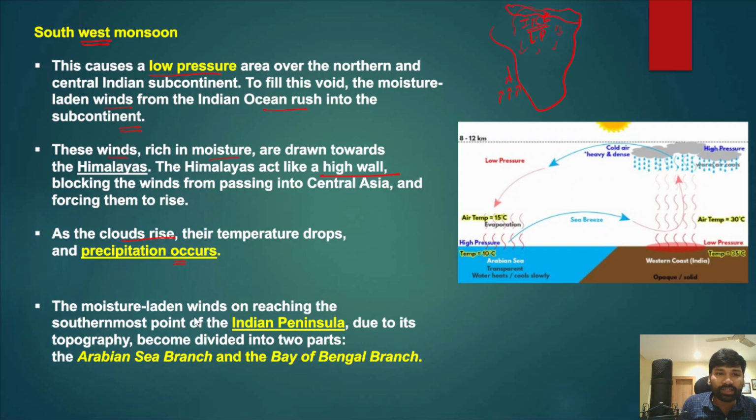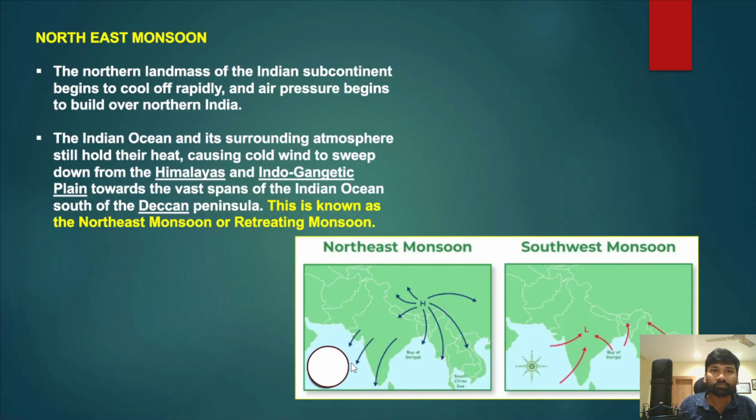So these moisture laden winds, once they reach the southernmost point of the Indian peninsula, due to the topography of the Indian peninsula, will be further divided into two different parts. So the Arabian Sea branch and Bay of Bengal branch.